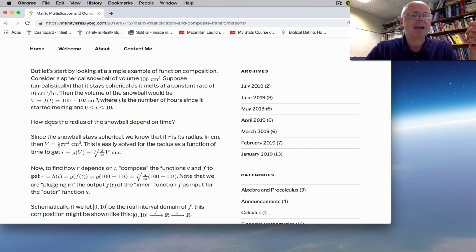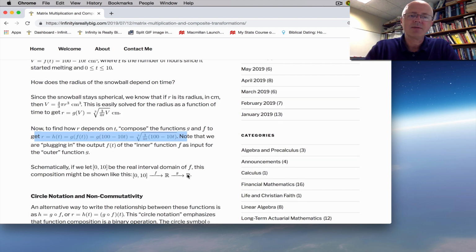The question we want to answer is, how does the radius of the snowball depend on time? We know how the volume depends on time, and we know how the volume depends on the radius with this famous formula right here, right? V equals 4/3 pi r cubed for a sphere. Well, we can solve that equation for r as a function of v by doing a little bit of arithmetic and doing a cube root to get this formula here. So r depends on v, and v depends on t. Therefore, r does depend on t. Just plug this function into this function. And that's what composition is, plugging one function into another to get a new function that I'm calling h of t. Okay? This would be how the radius of the snowball depends on time.